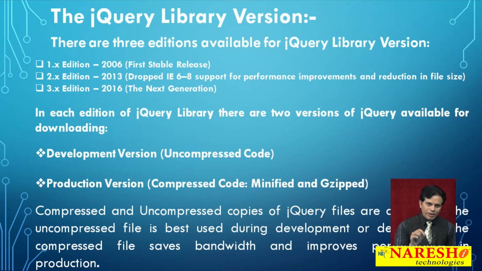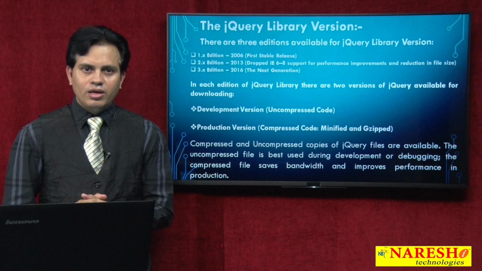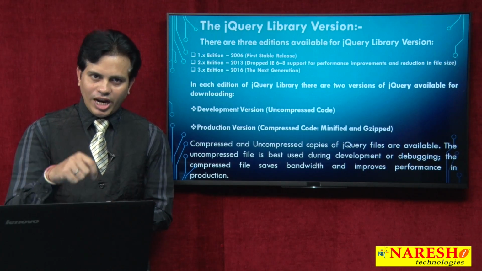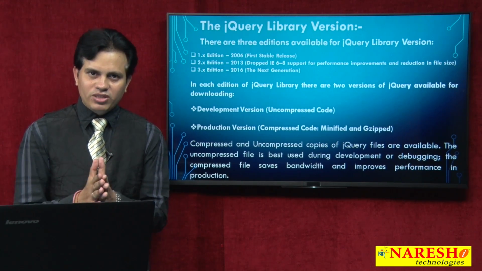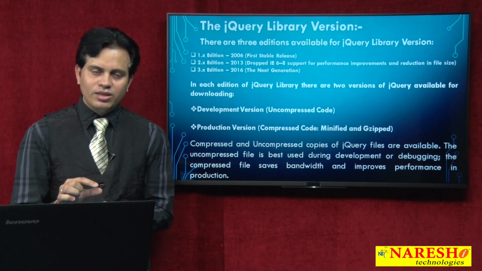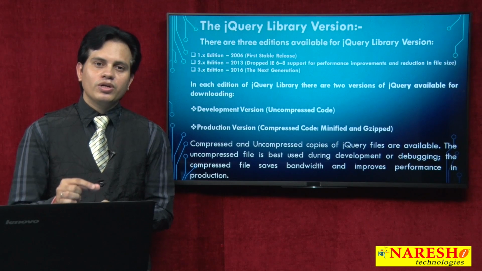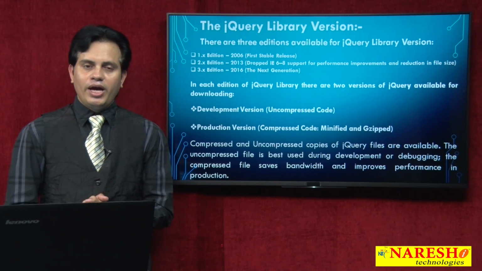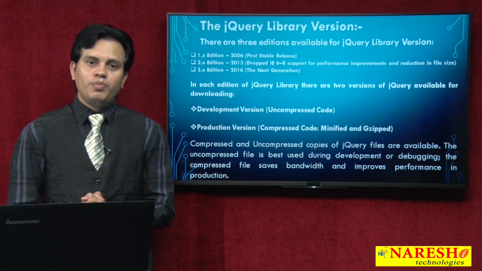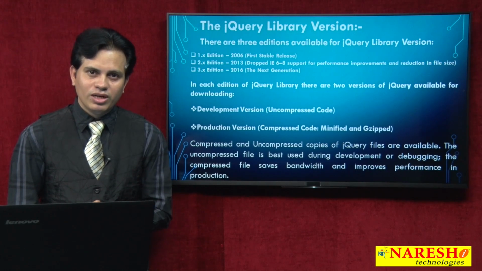The uncompressed file is best used during development or debugging of the application, and the compressed file is the best option to use in the production environment because it saves bandwidth while loading from the server to the client. Because it is compressed, its file size is smaller compared to the development version, and it improves performance in the production environment when loading from server to client.